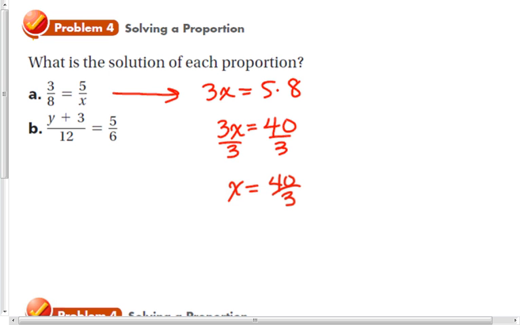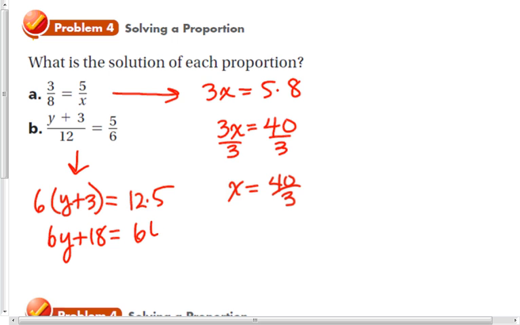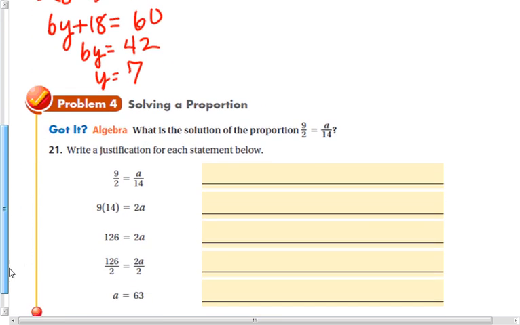And then in B here, we're going to take 6 times the quantity y plus 3 has to equal 12 times 5. And that's 6y plus 18 using the distributive property equals 60. We'll subtract 18 from both sides and we get 6y equals 42. Dividing both sides by 6, we get y equals 7. And if we were to substitute that in to check it, that would be 10 over 12, which certainly simplifies to 5 over 6. All right, you try that.